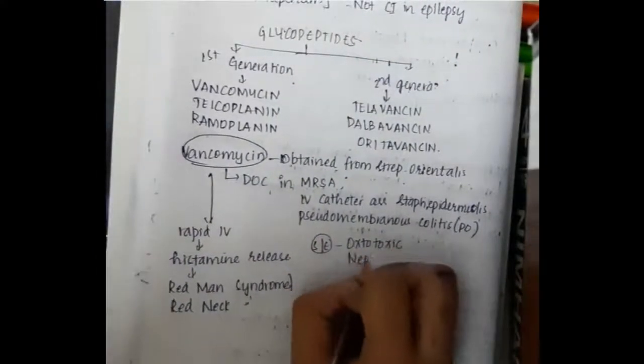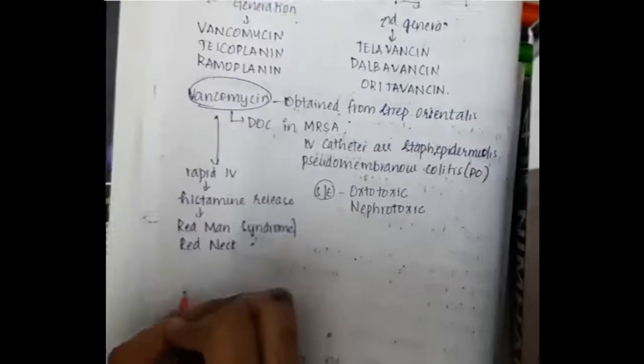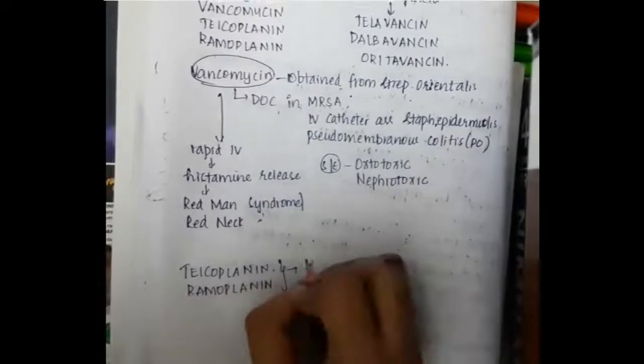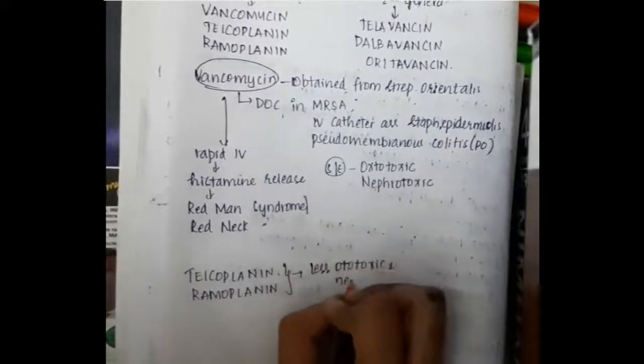Side effects of vancomycin include ototoxicity and nephrotoxicity. Then we have teicoplanin and ramoplanin. Teicoplanin and ramoplanin are less ototoxic and less nephrotoxic.